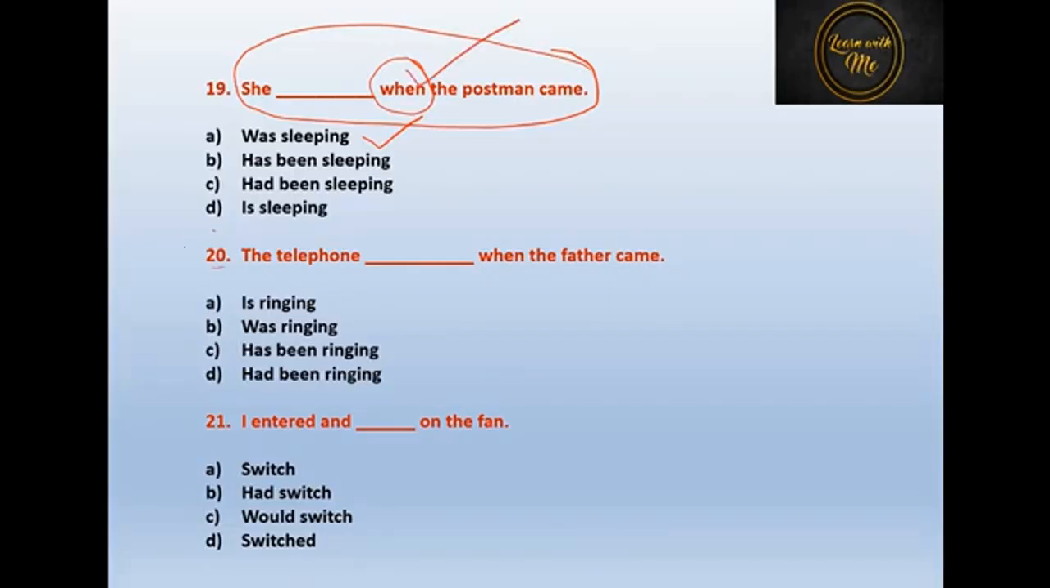So look at this question number 20. The telephone blank when the father came. The telephone was ringing. This is also in past continuous. Now question number 21. I entered and blank on the fan. Here option D, switched. If there are two consecutive actions, that is one after another, I entered and switched on. I entered, action number 1, and switched on the fan. So this is in simple past.